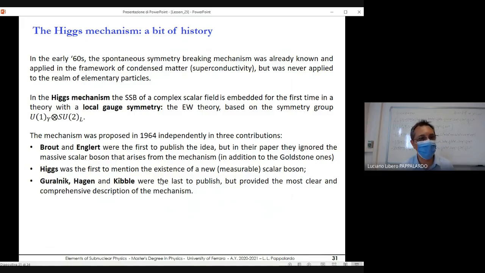who was the first to mention the existence of this new object, the Higgs boson, with a mass, so a real object, and so measurable. And finally, these three guys, Guralnik, Hagen, and Kibble, were the last to publish, but they provided the most clear and comprehensive description of the mechanism. So essentially, it was a big effort carried independently by three groups. And all six guys here deserve the merit of providing this idea.